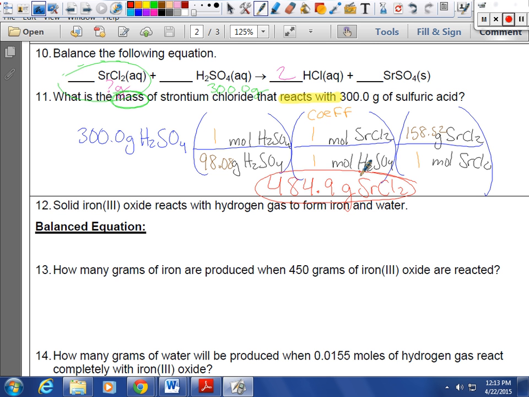So, if I handed you 300 grams of sulfuric acid, to make it react completely, which means basically, if I have 8 hamburger patties, how many buns do I need? I need 8 buns, right? So if I've got 300 grams of sulfuric acid, to make as much product as I can make, how much strontium chloride do I need? 484.9. That's how I want you to think about this.